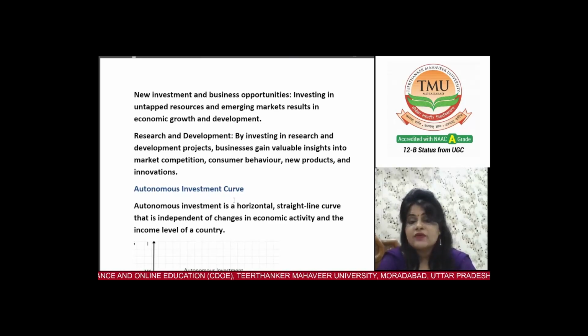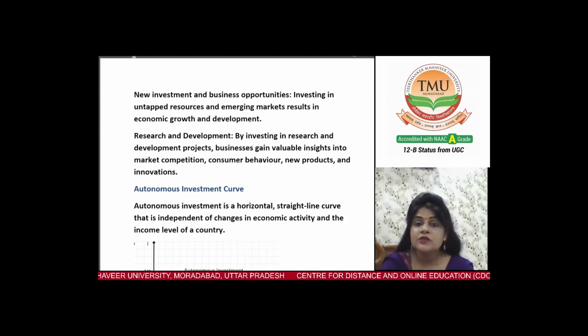By investing in research and development projects, businesses gain valuable insights into market competition, consumer behavior, new products, and innovation. So, autonomous investment is also very helpful with all these activities.